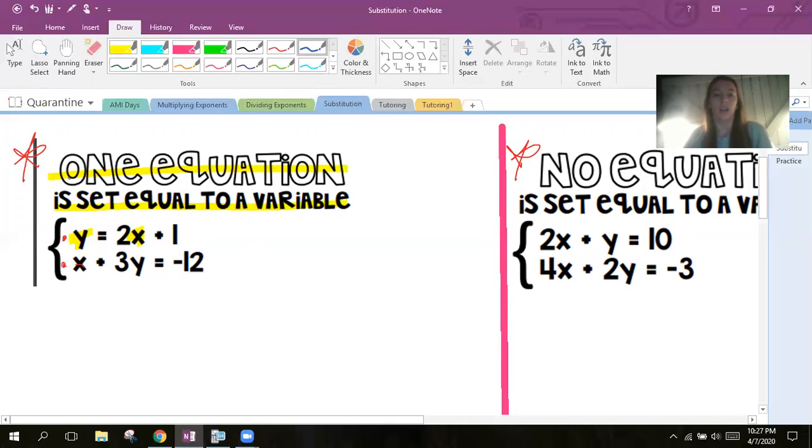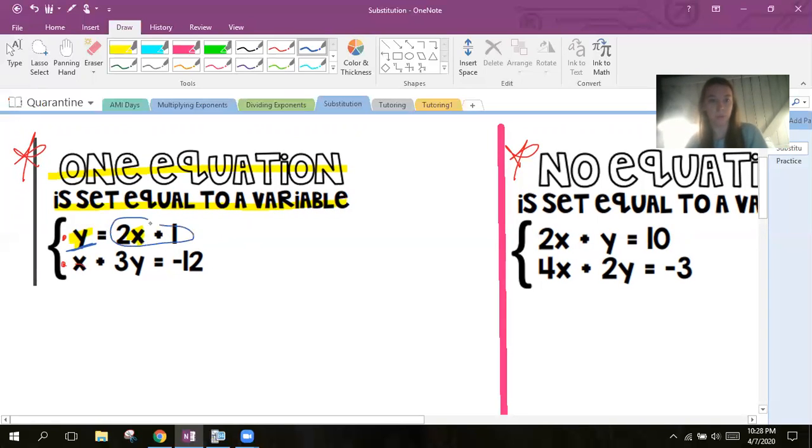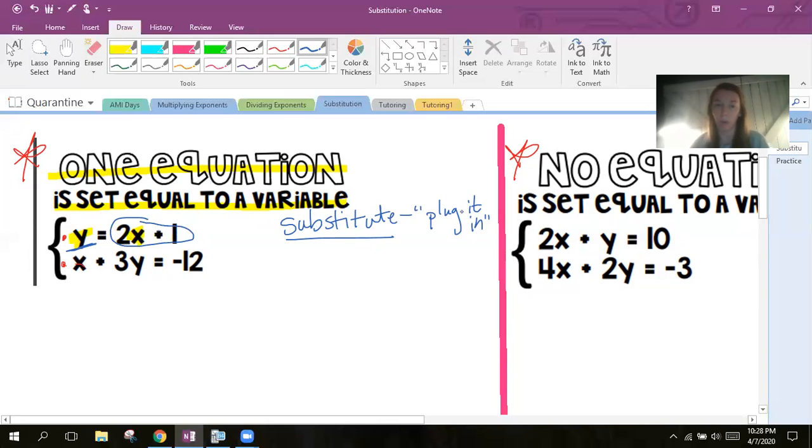One way you can do substitution is if one of the variables is already solved for. Right here I can see that this y doesn't have anything paired with it, and y equals 2x plus 1. So when that's the case, we're going to substitute it. Just like the name, substitute, or in other words, plug it in. Since y equals 2x plus 1, anywhere I see a y, I can substitute or plug in exactly what y equals, and it takes out that other variable. Then I'll only be working with one variable.